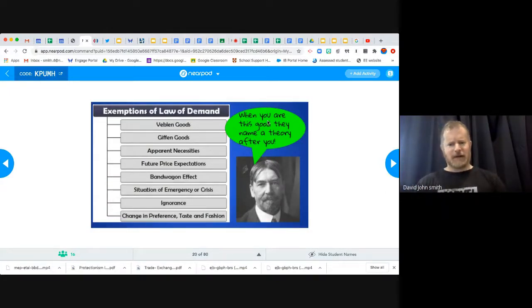Now, if there are any history students in the room, are there any? No? Are you aware that there's a subject called history? No, doesn't happen. Okay. You might have learnt about the Irish potato famine because a whole lot of people died, and it's actually proved to be quite instrumental in changing the fabric of the world.